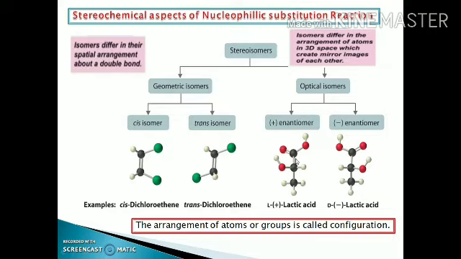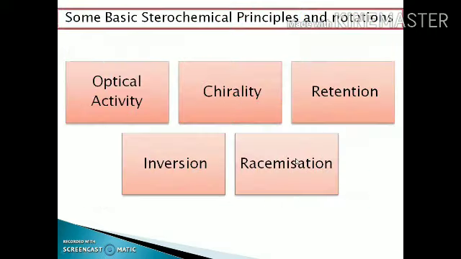For better clarity, we have to understand some basic stereochemical principles and notations such as optical activity, chirality, configuration, enantiomers, racemic mixtures and inversion etc. Let us discuss these one by one.